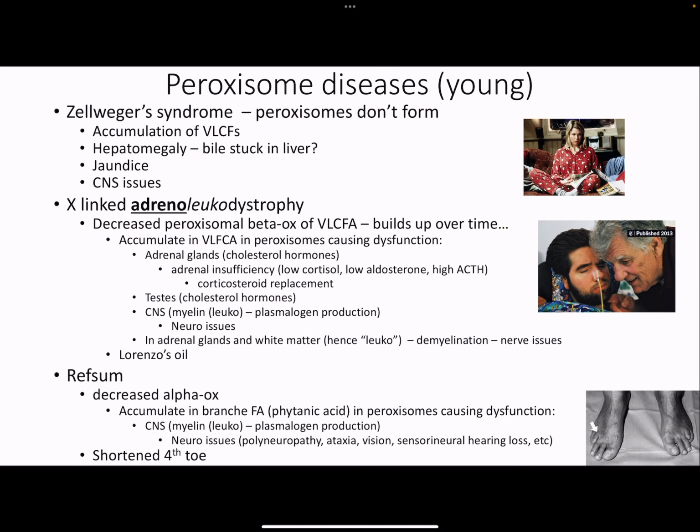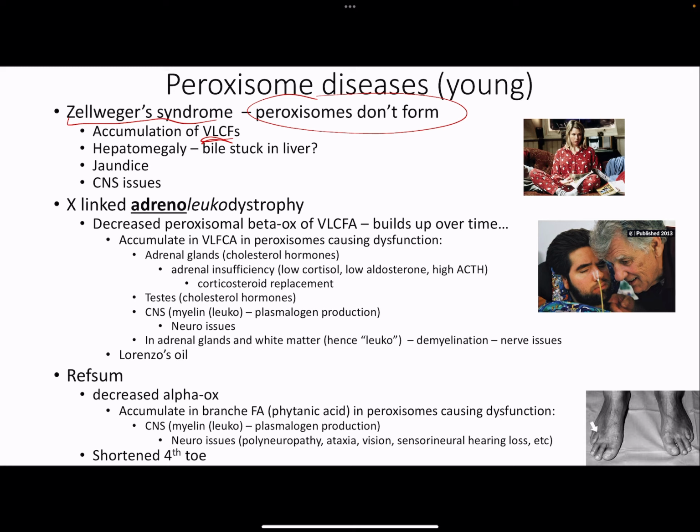Now I'm going to go into some specifics. Zellweger syndrome, this is going to be the worst one. Why? Because you're just not getting any peroxisomes. If you don't have any peroxisomes, you're screwed. And these kids die, I think, within less than a year. So they might say failure to thrive, which just means it's not growing, it's not developing, and it probably will die. Very long chain fatty acids accumulate, and that's because they need to be broken down in the peroxisome, and that's not there.